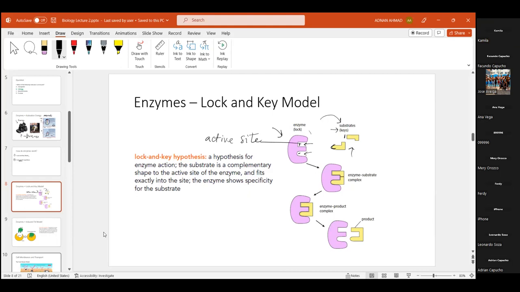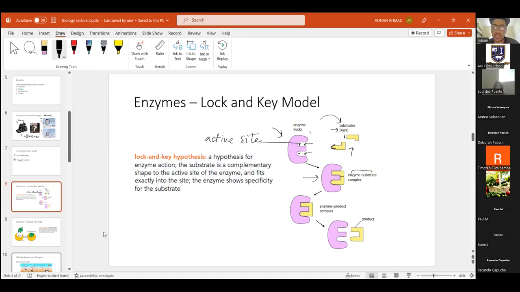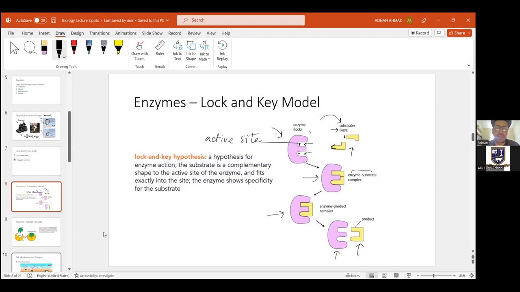You can see here that when the substrate is attached, it forms an enzyme-substrate complex. The substrate is processed, the activation energy gets lowered, and the product is released. Do keep in mind that during chemical reactions, the enzymes do not get used up. They always stay there after the reaction. So this is how, according to the lock and key model, enzyme reactions work within our bodies.